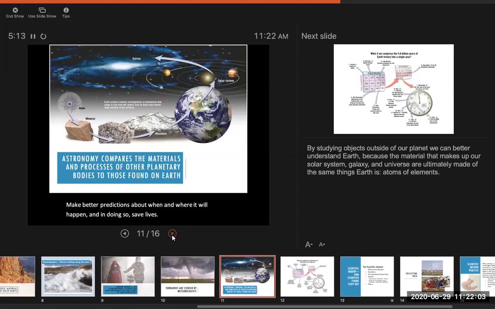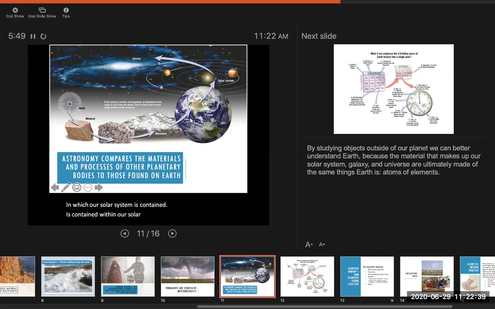By studying objects outside of our planet, we can better understand Earth. Because the material that makes up our solar system, galaxy, and universe are ultimately made of the same things that Earth is, such as atoms and elements. So in this illustration here, we have the Milky Way galaxy, in which our solar system is contained. Earth is contained within our solar system.